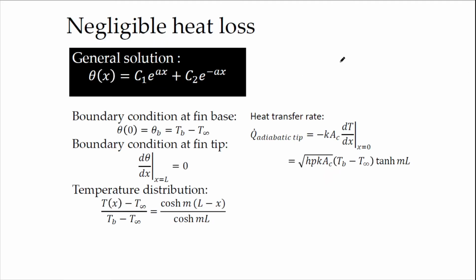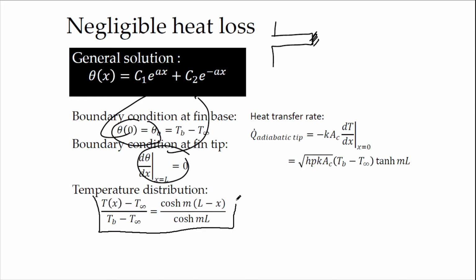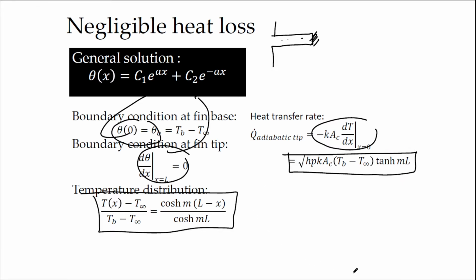Next we are going to look at negligible heat loss. This is your fin, and this end is insulated. The first boundary condition is that your base is T_B, and because the tip is insulated, d theta over dx is equal to 0. But we don't have to put this in here. You can use this equation directly to calculate the temperature along the fin, and the corresponding heat transfer rate, this is the general equation. You can straight away use this equation.